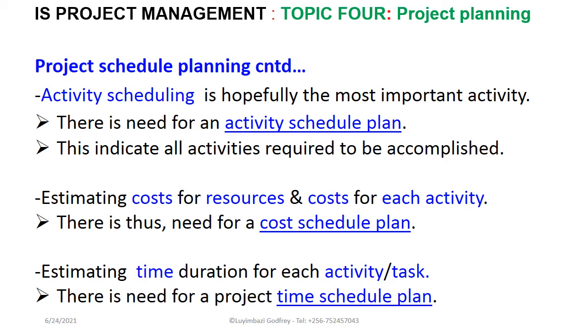So in activity scheduling, we must basically have an activity schedule plan. In cost estimation and estimating resources for the project and the costs for each activity in the project, we must come up with what we call a cost schedule plan, and in estimating the time duration for each activity and task within our project, we must come up with a time schedule plan.